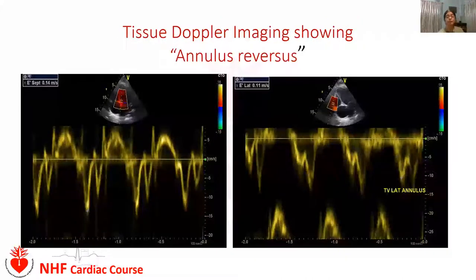Here is an example of annulus reversus. We can see that when the pulse wave Doppler cursor is placed in the septum, that is the medial annulus, the E prime velocity is 0.14 meter per second. But when it's placed on the lateral annulus, we can see that it is reduced. The E prime is 0.11 meter per second. So this is an example of annulus reversus, and it is a reliable criteria for diagnosing constrictive pericarditis.